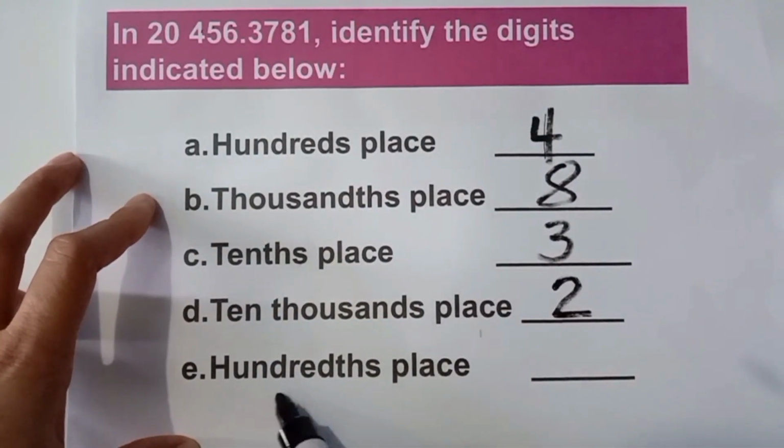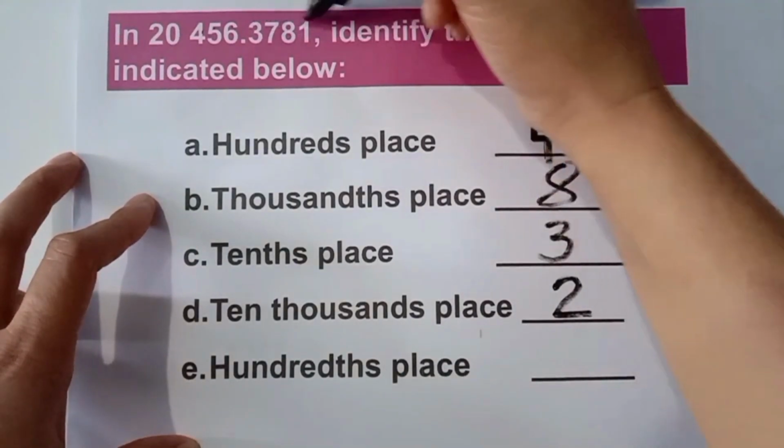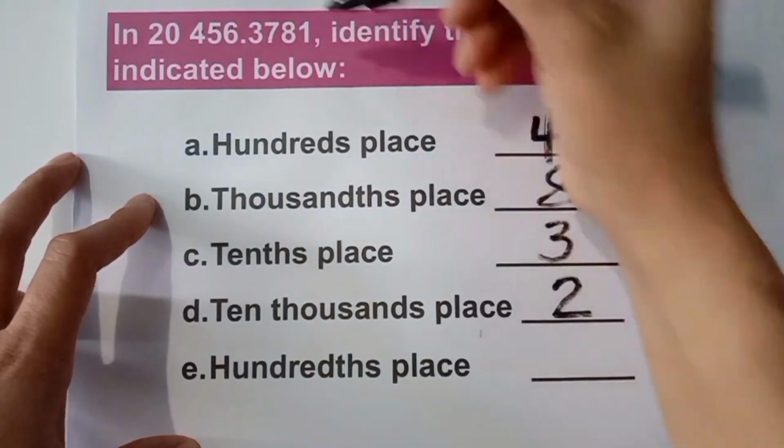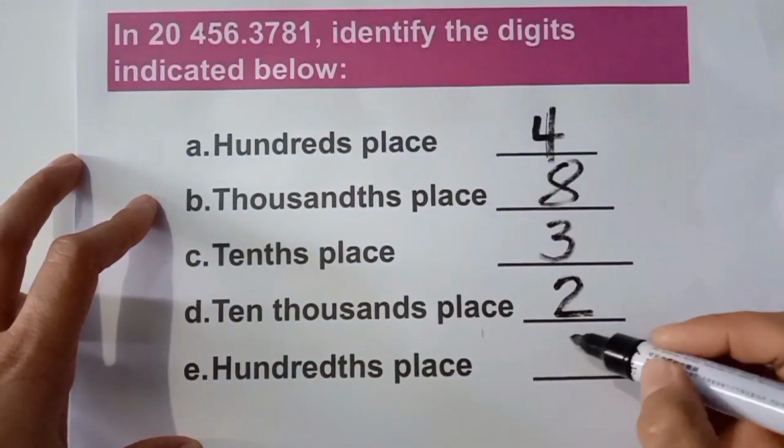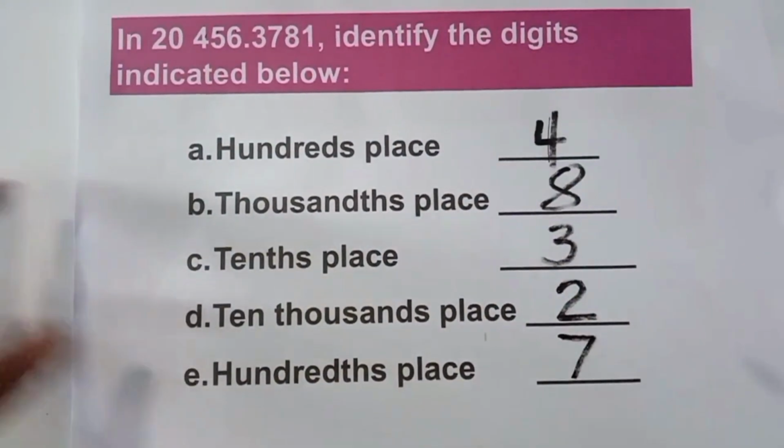Okay. Now, hundredths place. O, ayan, THS, hundredths. So, ibig sabihin, nasa kanan niya ng decimal point. So, tenths, hundredths. So, ang hundredths place ay 7. Ayun.